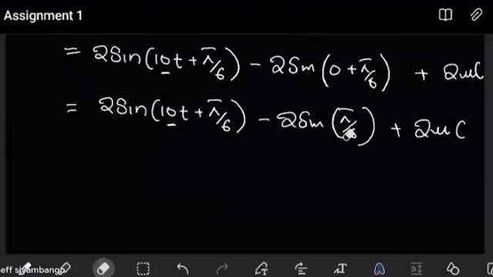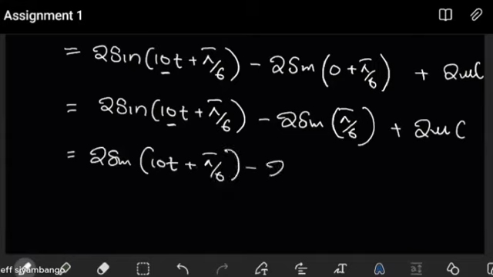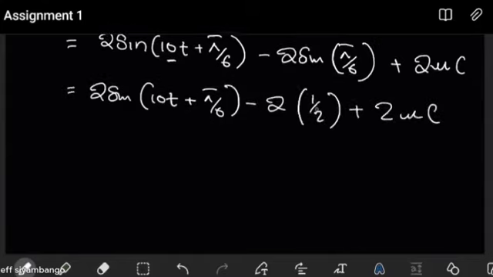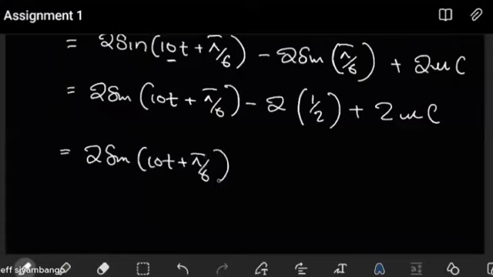Okay, so sine pi over 6, that's the same as sine 30 degrees. And sine 30 degrees is half. So this is the same as 2 sine 10t plus pi over 6 minus 2 times sine pi over 6, which is the same as 1 over 2, plus 2 microcoulombs. And 1 over 2 makes this a 1. So that now we have 2 sine 10t plus pi over 6, and then this is now minus 1 plus 2 microcoulombs.